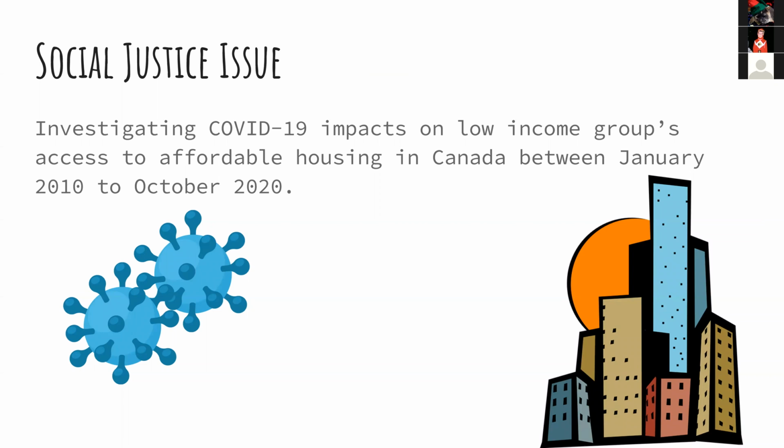So the social justice issue that we chose was how to investigate COVID-19 impacts on low-income housing groups and access to affordable housing in Canada between January 2010 to October 2020. We chose this 10-year gap to make sure that we got rid of all outliers and that the trends we're seeing are real trends, and to see how we can better predict what will happen during COVID, as we don't always have COVID data.